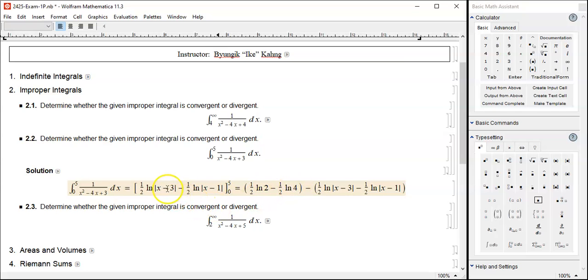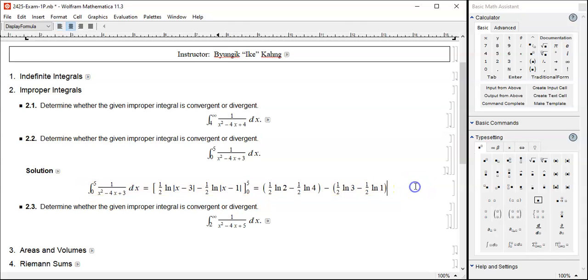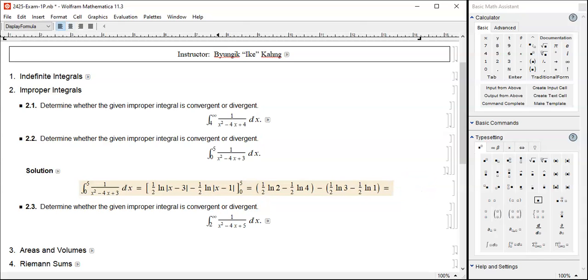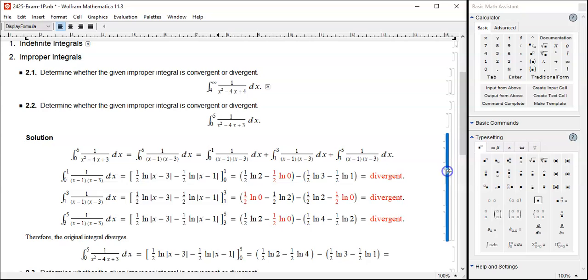And then plug in 0. 0 minus 3, but absolute value, log of 3. And then plug in 0. And if you do it like that, you get an illusion that you have a finite value. Log of 2 minus log of 4 minus log of 3, and then that's going to be 0. So it looks like you may have something, but this is an illusion as a matter of fact.